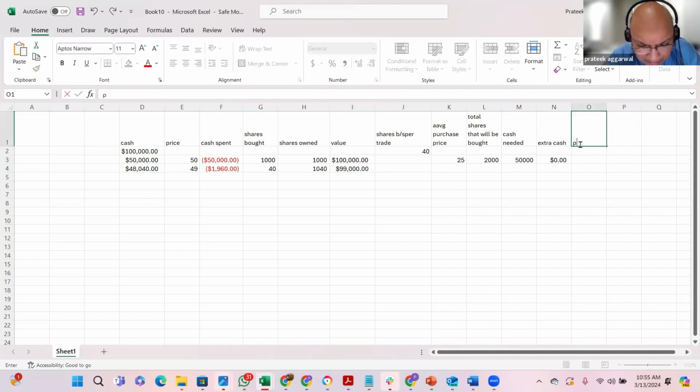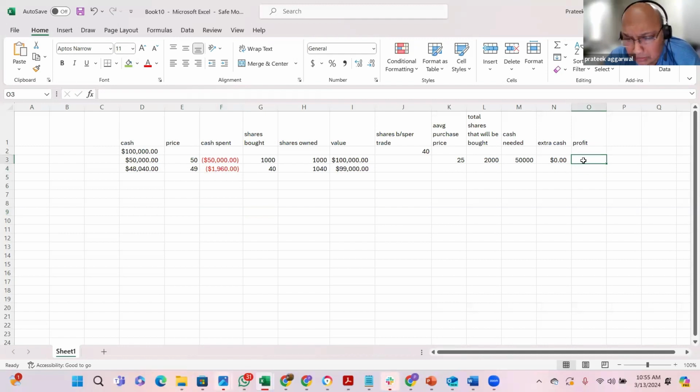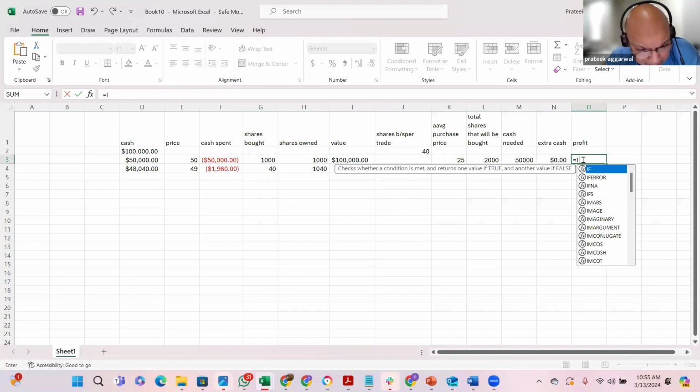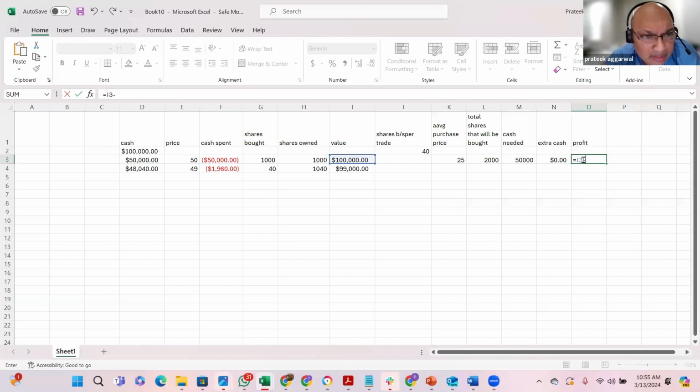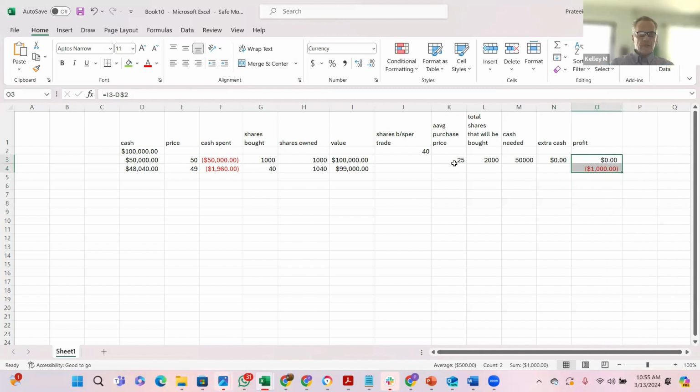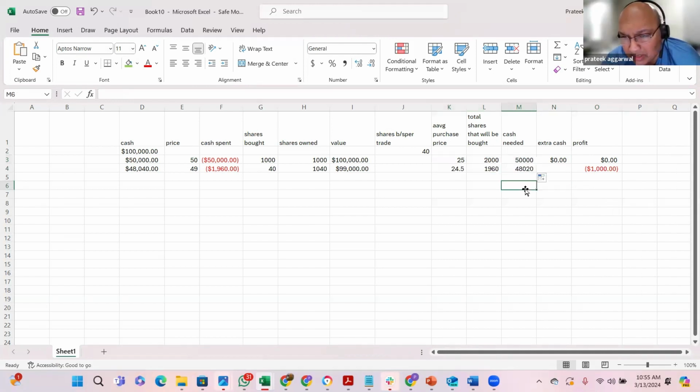So just to keep everything in perspective, I'll calculate profit. Profit is equal to current value, which is I3, minus initial value, which is D2. Initially the profit is 0. Now the value has dropped, so I have a loss of $1,000. But the cash needed itself has come down to 48,020.